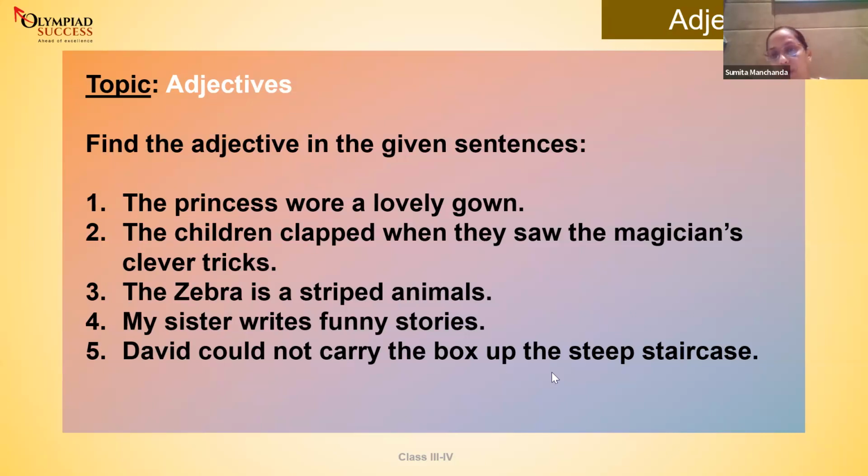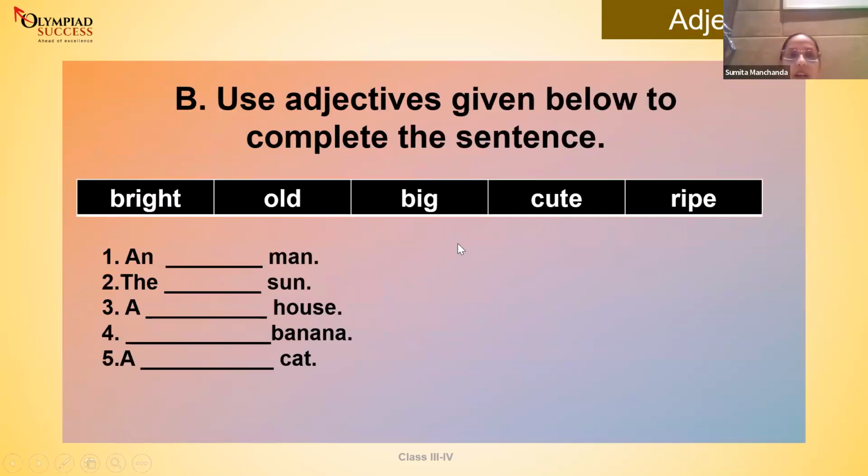David could not carry the box up the steep stairs. Number 5, David could not carry the box up the steep stairs. Steep means very rough, rough stairs in which you find difficulty in climbing. Okay, very good. Steep is the correct answer. Okay, great. You all were able to answer. Now, children, quickly, see, the words are given at the top. And dash man. What should be the answer?